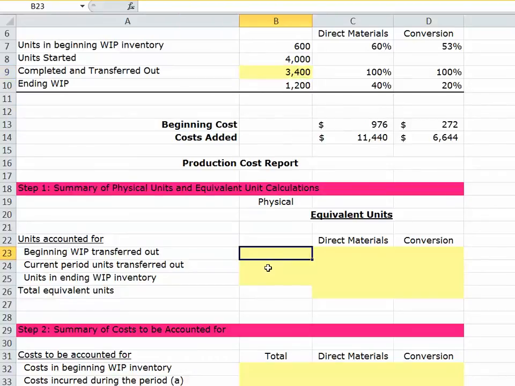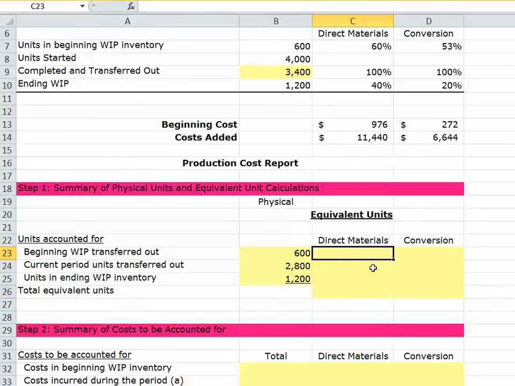On a FIFO basis, we have to keep separate, though, the units that we started during the period and those that were there at the beginning. Our beginning work in process was 600 units. Since we transferred out 3,400 units, we know that we started and completed the 3,400 minus the 600, or 2,800 units, and ending work in process would be the 1,200 units. If we were to add that up, that would equal the 4,600 units we had to account for.